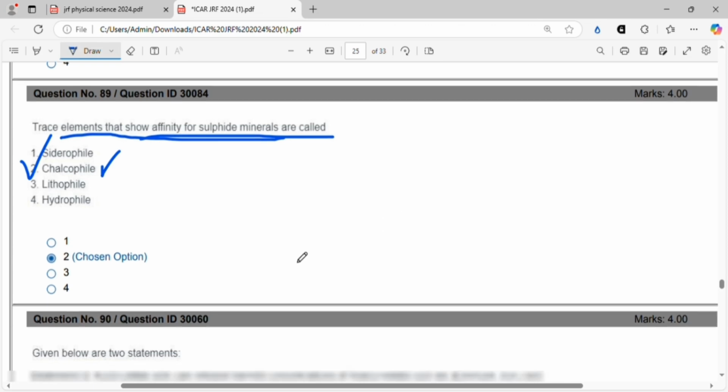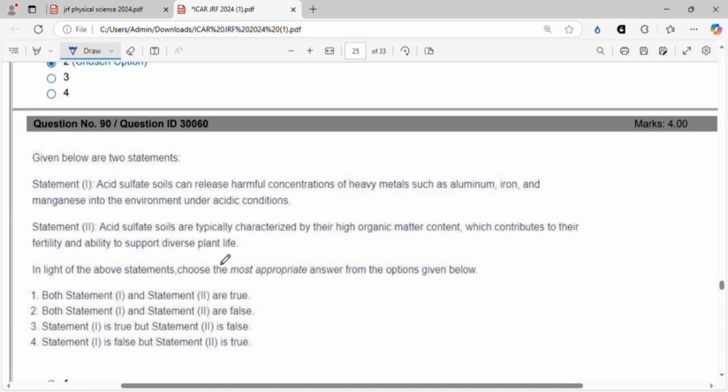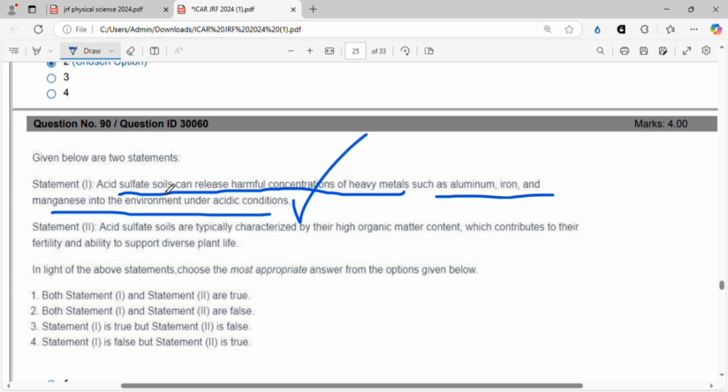Alright, moving on to the last question of this session. Given below are two statements, another true false type of question, so we have to be very careful while studying this. Acid sulfate soils can release harmful concentrations of heavy metals such as aluminium, iron and manganese into the environment under acidic conditions. This is true. This statement is correct because acid sulfate soils having low pH make these heavy metals, aluminium, iron, manganese and these things, soluble.